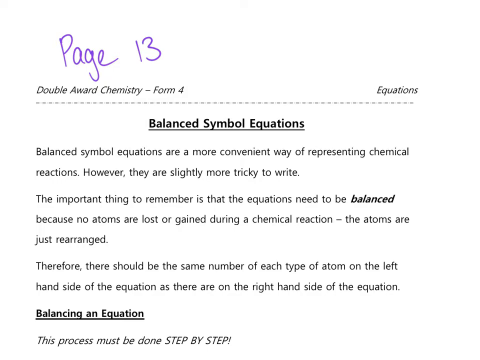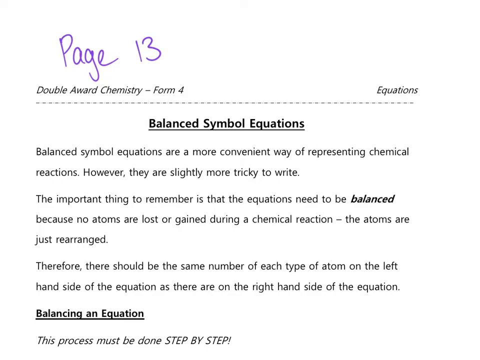They involve the reactants, the things that we react together, and they tell us what the products are, the things that are made. And balance symbol equations, they are a more convenient way of representing chemical reactions. However, they're slightly more tricky to write. But what we need to remember with balance symbol equations is that the equations need to be, as the name suggests, balanced, because no atoms are lost or gained during a chemical reaction. The atoms are just rearranged.